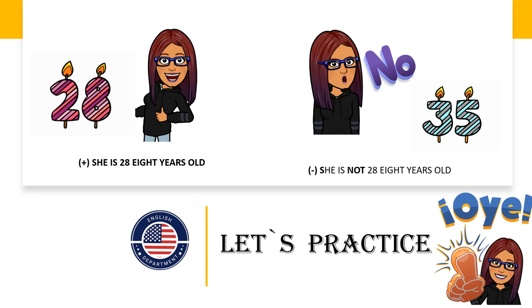Affirmative sentence, she is 28 years old. Negative sentence, she is not 28 years old. She is, because it's a singular pronoun.